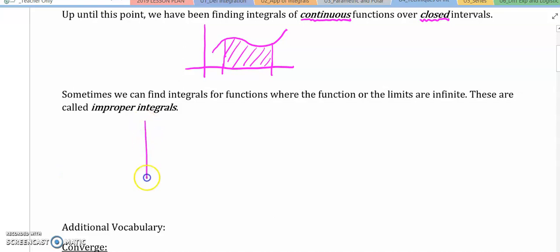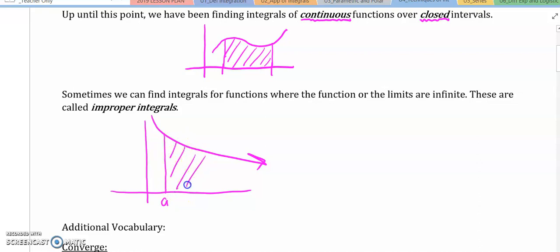And so just a quick visual of what that looks like. If I had this function right here, f of x, and I wanted to find the area under the curve from a all the way to infinity, what would this area be right here? One of the big questions that we're going to talk about here is, would that result in an actual finite answer? And the answer to that is sometimes, as you're going to see today.